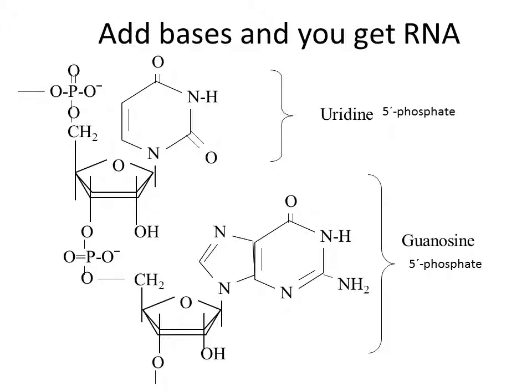The difference between DNA and RNA is that in DNA, we have cytosine, thymine, adenine, and guanine bases, and in RNA we have cytosine, uracil, adenine, and guanine bases. They only differ by one base, that's, two bases, thymine and uracil. Thymine is only found in DNA, and uracil is only found in RNA.